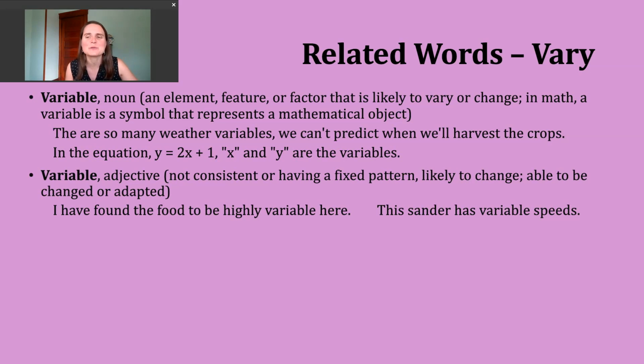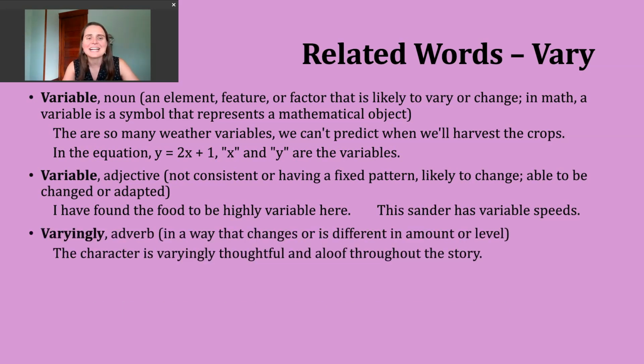A second way the adjective variable gets used is to mean able to be changed or adapted. An example of how you might hear this used is in connection to a lot of tools. So one way I saw it advertised was, this sander has variable speeds. So you can change how fast a particular tool operates.